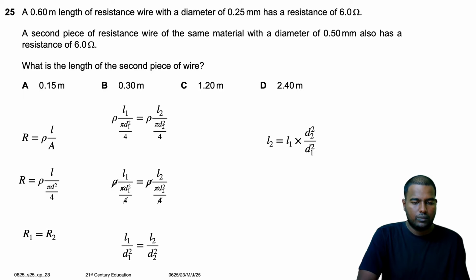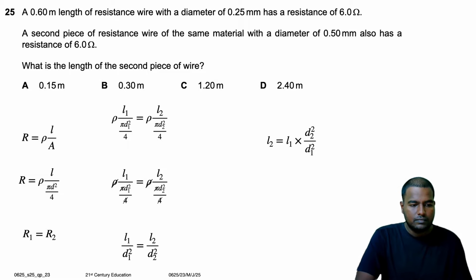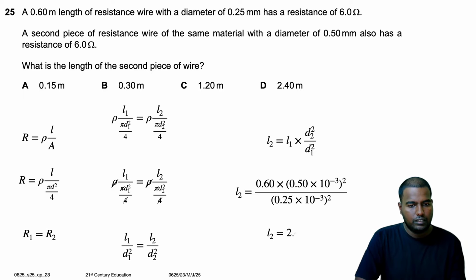So let's substitute the values. Remember, L1 is in meter and d1 and d2 are in millimeter. Since the answer is given in meter, it's better to convert them into meter. So L2 equals 0.60 into (0.50 × 10^-3) square divided by (0.25 × 10^-3) square. So the answer will be 2.40 meter.